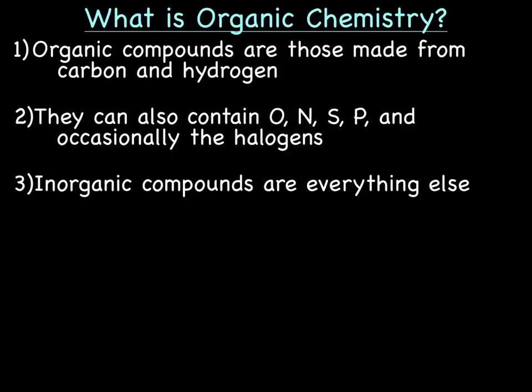So what is organic chemistry? Well, organic compounds are those made of carbon and hydrogen. They can also contain the atoms oxygen, nitrogen, sulfur, phosphorus, and the halogens like fluorine, chlorine, bromine, etc. What's important, though, is the fact that organic compounds contain carbon. That's the important part. I mean, you need to know the rest too, but the big definition of organic compounds is carbon. Inorganic compounds is everything else.